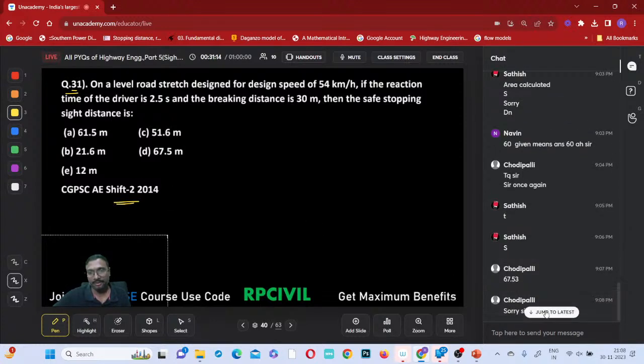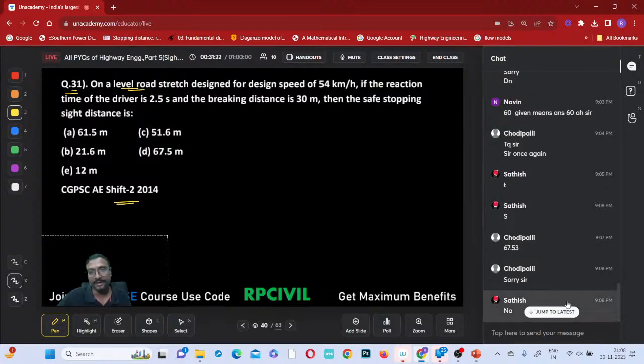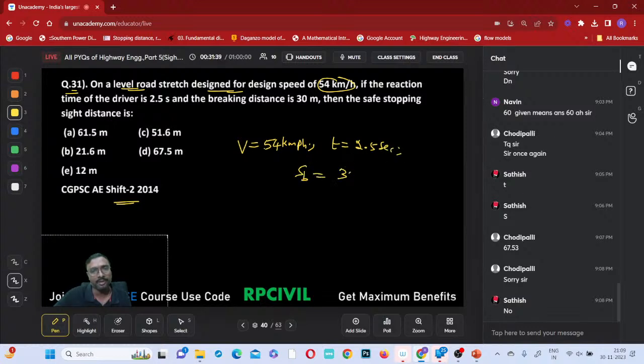So what is it? On a level road, level road means there is no gradient, right? Ravindra Kumar also answered correctly. Designed for a design speed of 54 kmph, what is the capital V? That capital V will be your 54 kmph. If the reaction time of the driver, small t, is equal to 2.5 seconds, the braking distance, SB, will be equal to 30 meters.